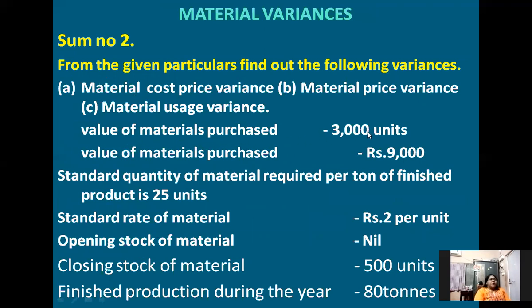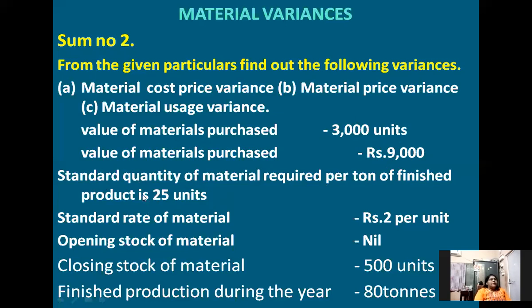Value of materials purchased: 3,000 units, and the value of the material purchased is 9,000. So they purchased 3,000 units, and the value of the 3,000 units is 9,000. Through this you will come to know the price per unit. 9,000 divided by 3,000 means the price per unit is rupees 3.